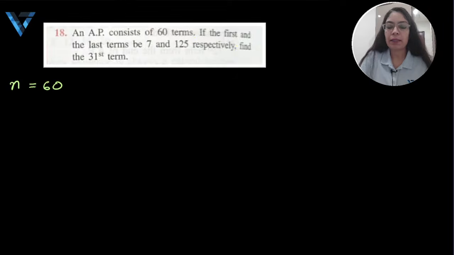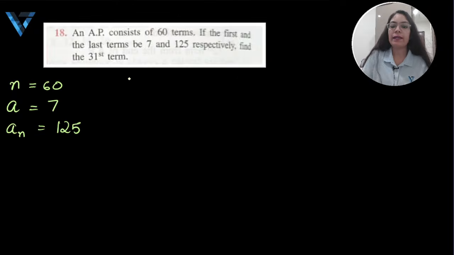If the first term is a, which equals 7, and the last term is 125. The last term we can just write as an, which is equal to 125. Find the 31st term. So that means we have to find A31 here.